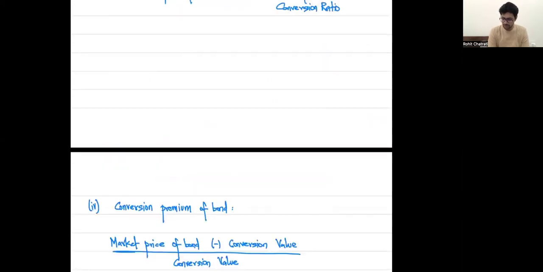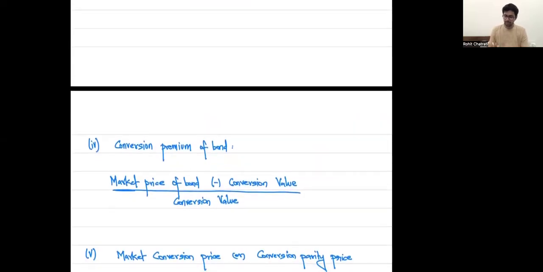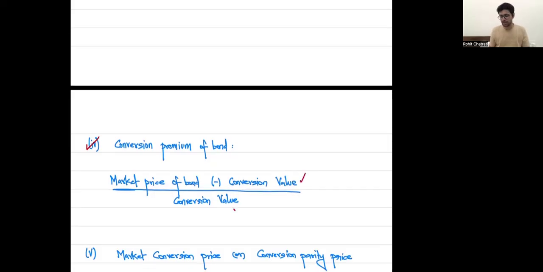Okay, now because I said that the market price of a convertible bond will always be greater than its conversion value, we calculate something called conversion premium of a bond. The market value of a convertible bond will always be greater than the market value of equity or conversion value. Therefore, we calculate something called conversion premium. Conversion premium is basically calculated as the market price of a bond less conversion value, the whole divided by conversion value.